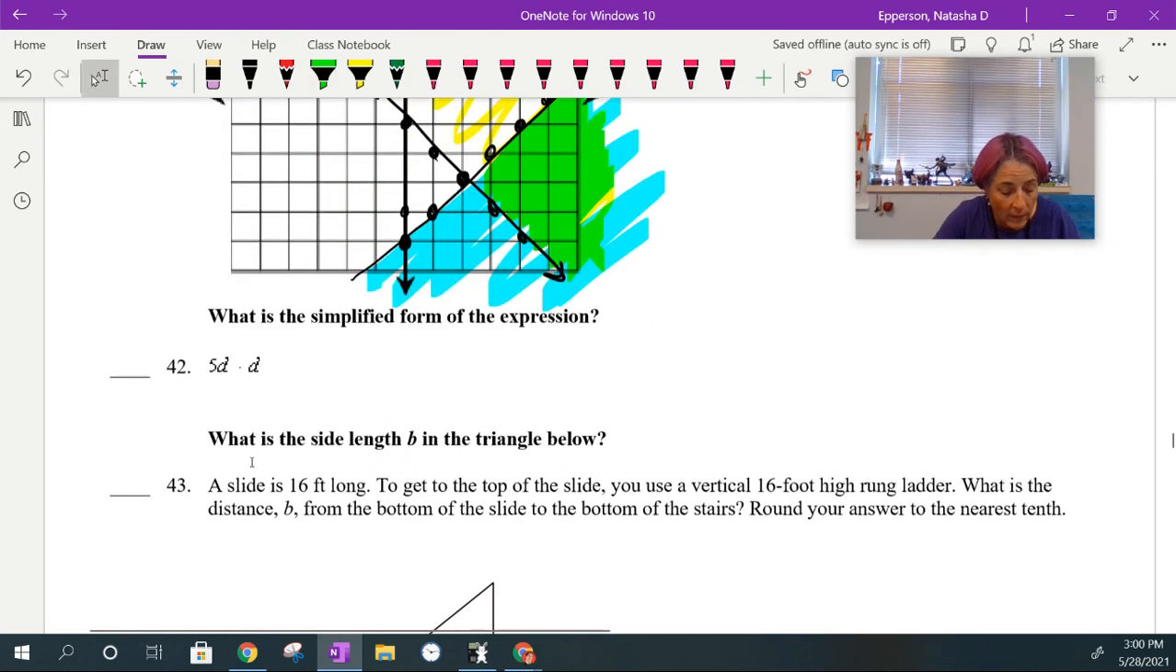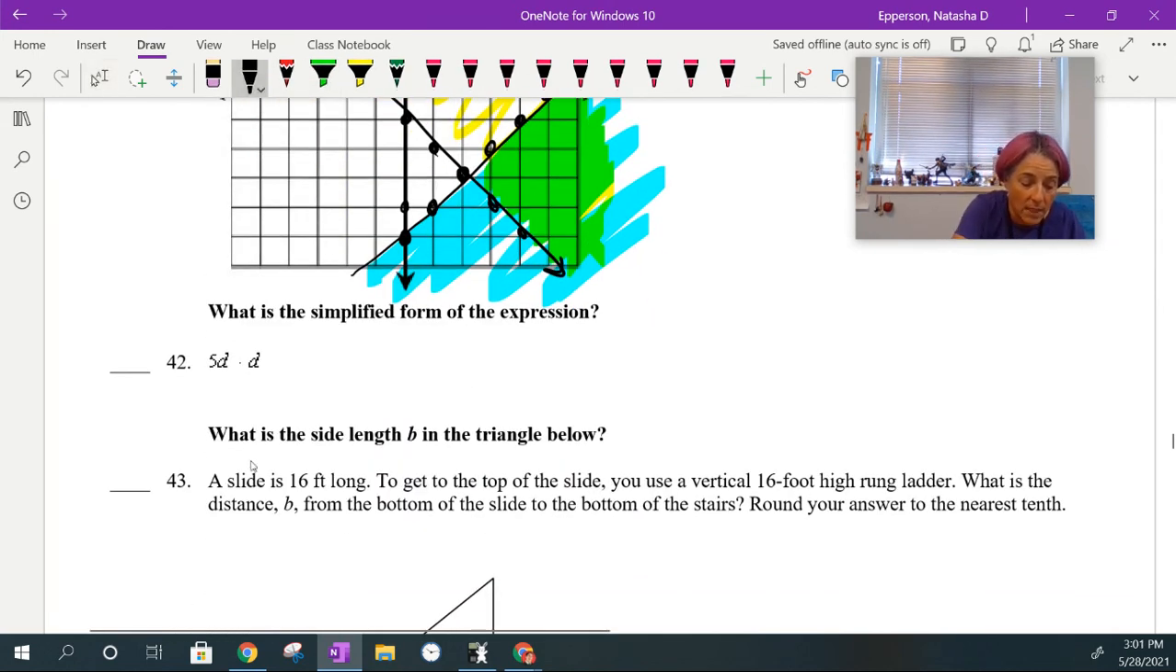What is the simplified expression? All you're doing is 5d times d would give you 5d squared. That's all you're doing.